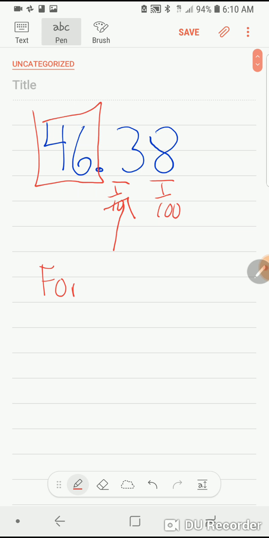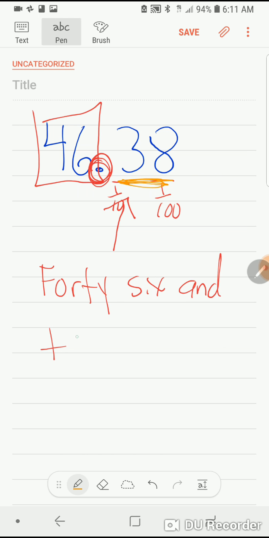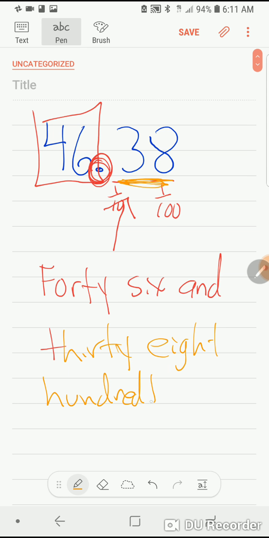So we would write 46. The decimal number says and. That's why Miss Graham told you to never use the word and, because you're going to need it in decimals. 46 and. Then we have the next number here. So we have 46 and 38 hundredths. Don't forget the THS. Hundredths. And I know that it's hundredths because the last digit, that 8, lands in the 1/100.